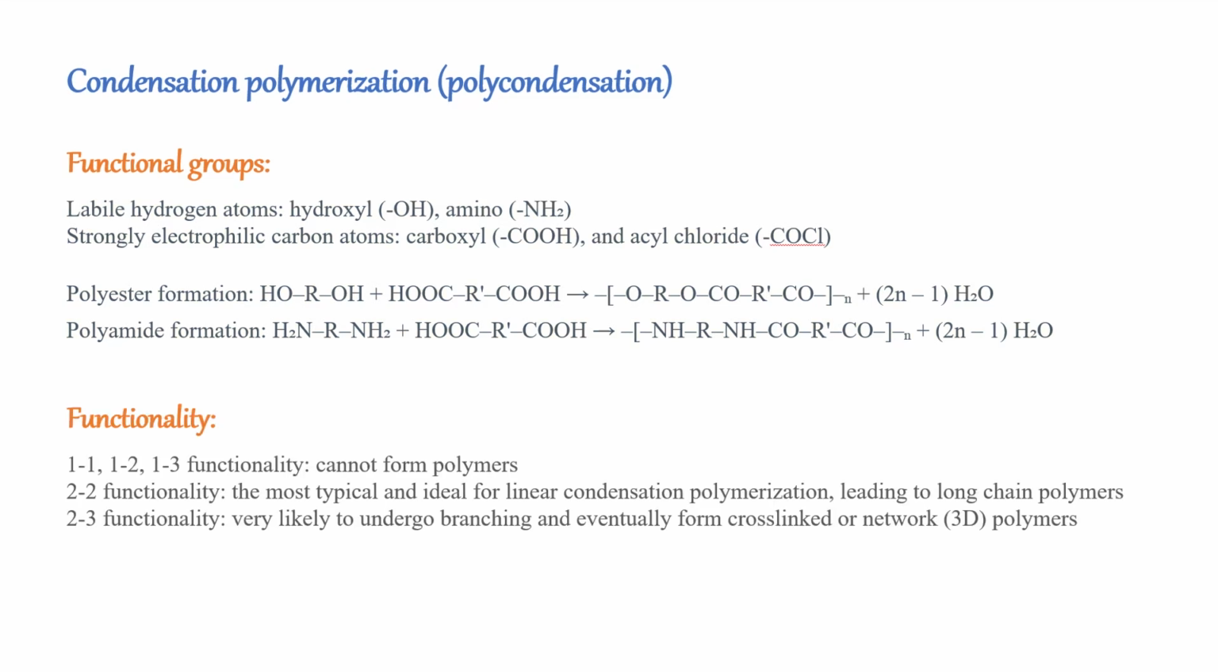The other important thing is functionality and structure. For 1,1, 1,2, and 1,3 functionality, it cannot form polymers, and can only form small molecules. By the way, the numbers here represent the number of functional groups on the monomer. And 2,2 functionality will perfectly make linear polymers like polyesters, and 2,3 or 3,3 functionality are likely to form branched or cross-linked networks like thermosets.